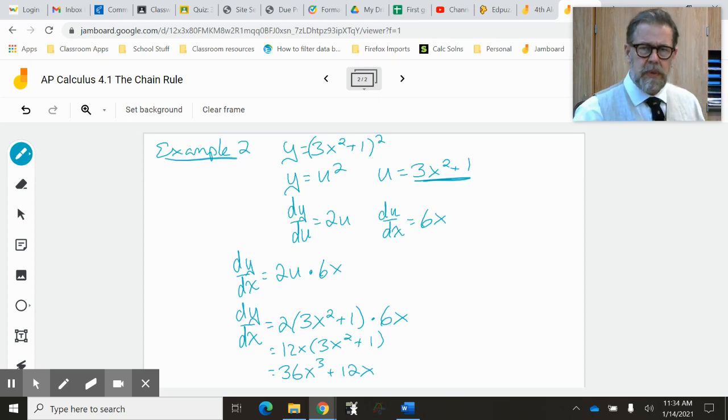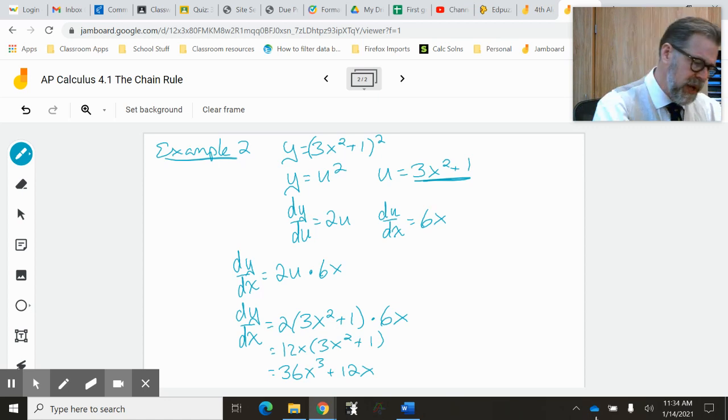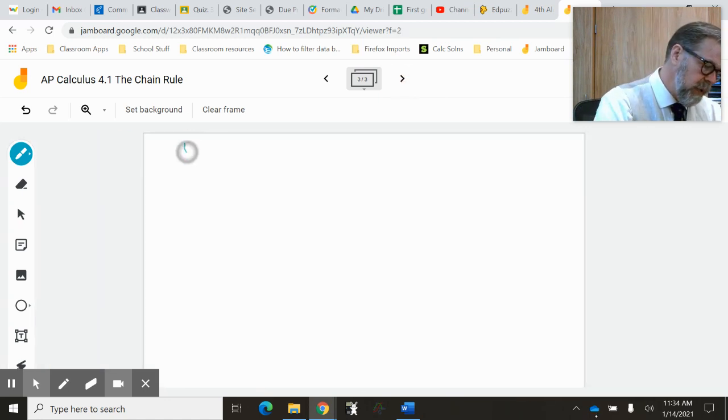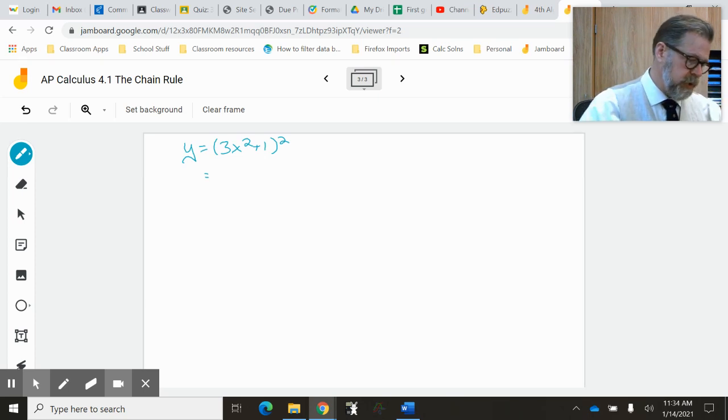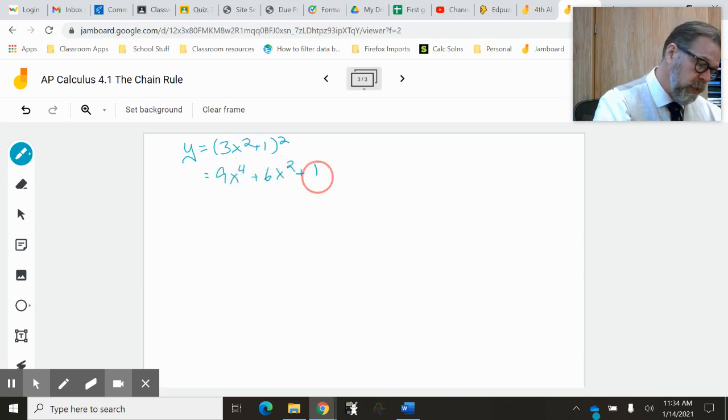Now I want to show you how we know for a fact that this is right. Let's take the original equation, y equals (3x squared plus 1) squared, and let's multiply it out. This is the binomial squared, and so what we end up with is 9x to the fourth plus 6x squared plus 1.